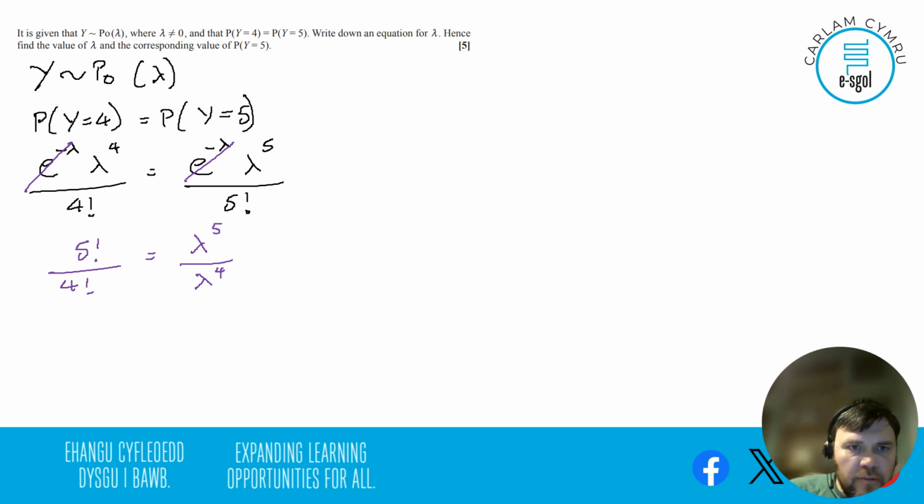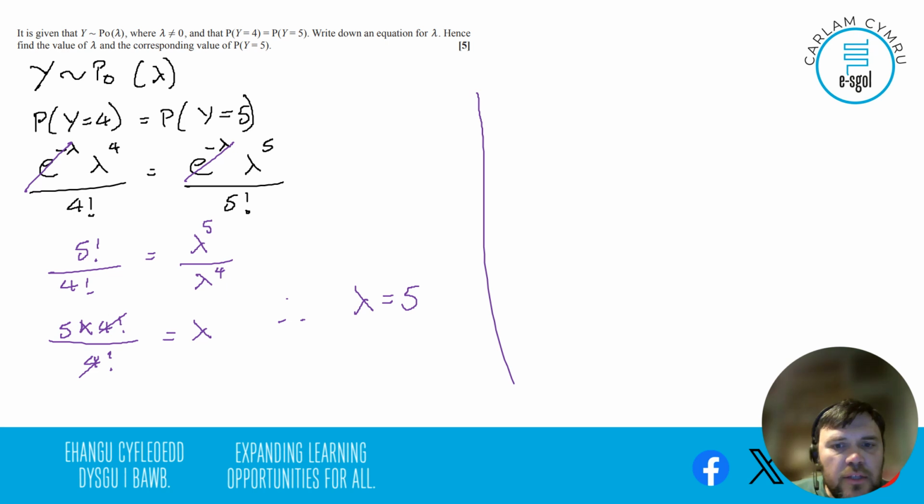To the power of 5. So that's simplifying this down, you would then have 5 times 4 factorial over 4 factorial, so that they would cancel, is equal to lambda. Therefore, lambda is equal to 5.